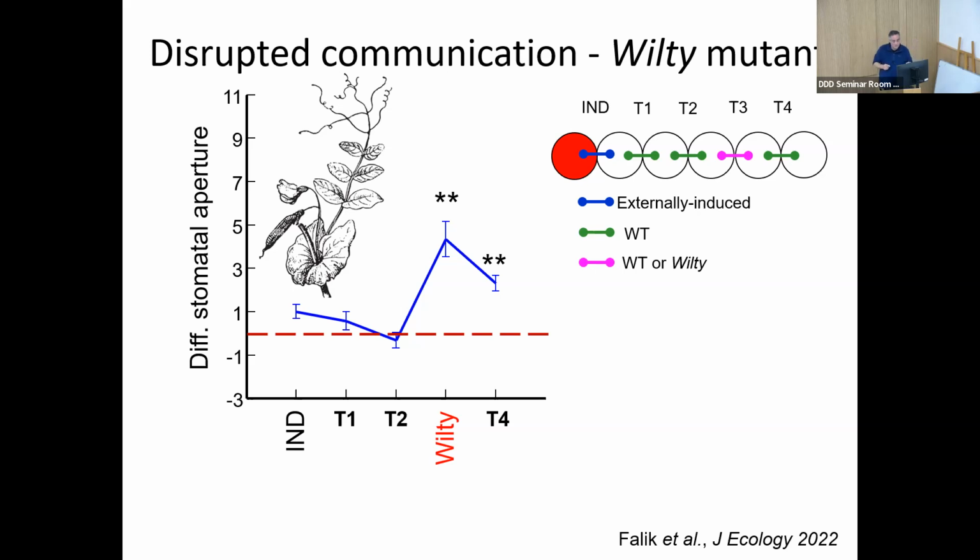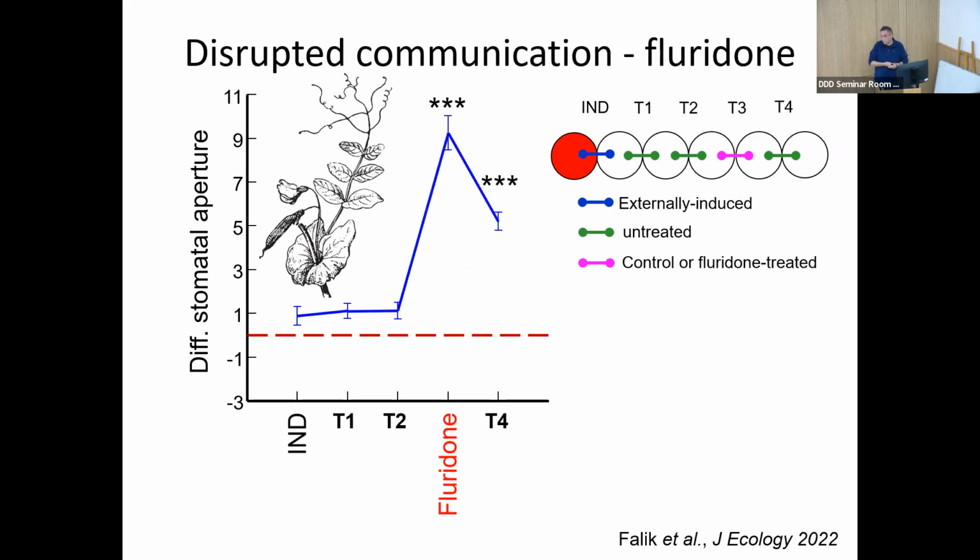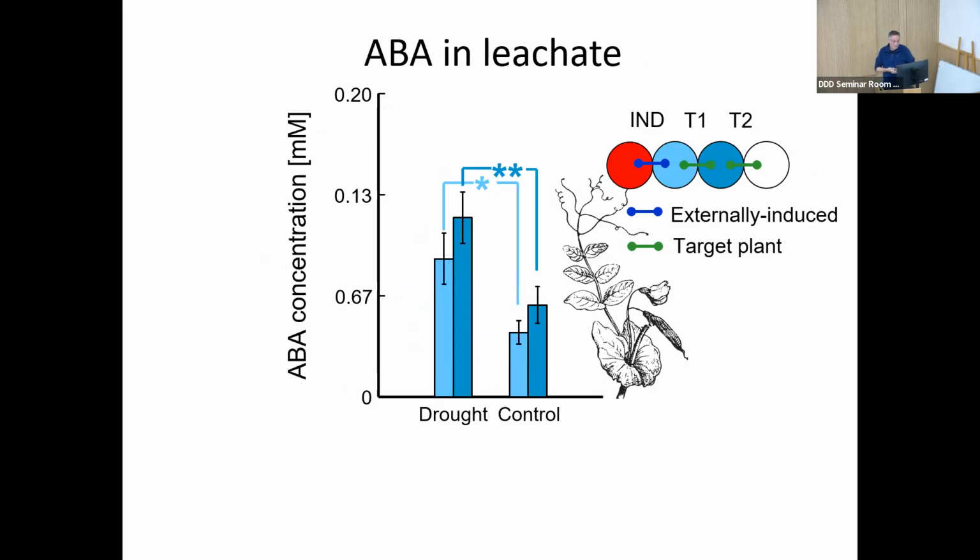This is in peas, but also the next in line. So the communication did not happen as well. We did it again with fluridone, which is really messing around with the biosynthesis of ABA in the plant, and with a very, very similar result. Surprisingly similar. And then when you measure metabolomically the amount of ABA in the rhizosphere, you get much higher concentrations of ABA, not only in the roots of the stressed plant, but also in the next neighbor.